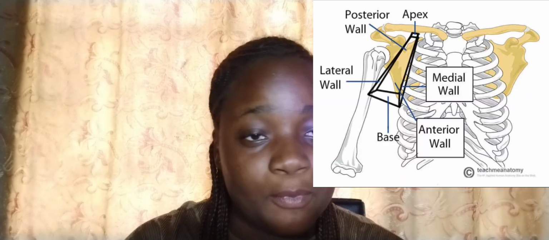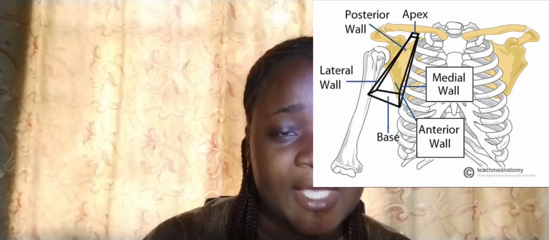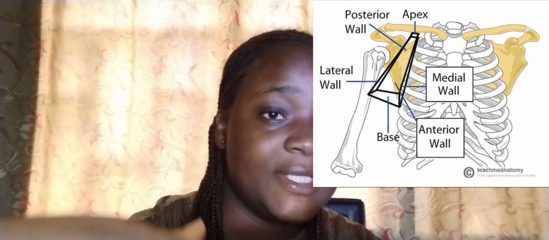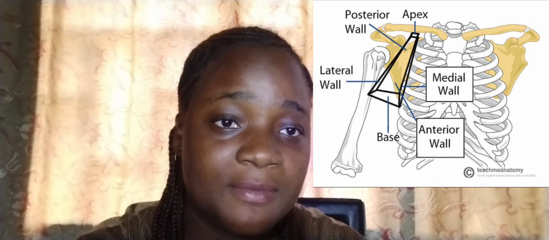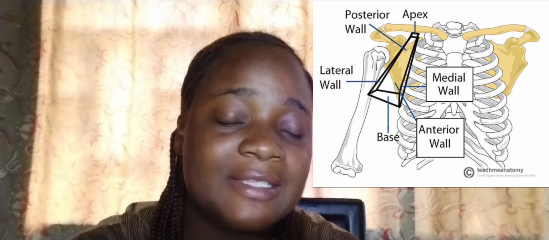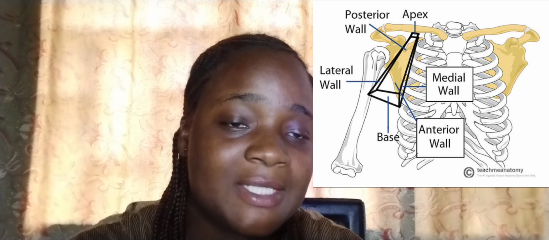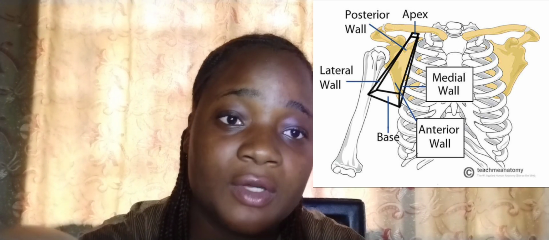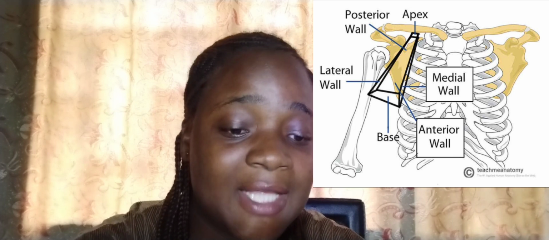So in the picture above, we can see that the apex is bounded by the clavicle anteriorly, the posterior part of the clavicle anteriorly. It is also bounded by the upper border of the scapula up to the coracoid process. You can see it there, up to the medial border of the coracoid process posteriorly, and the first rib medially.